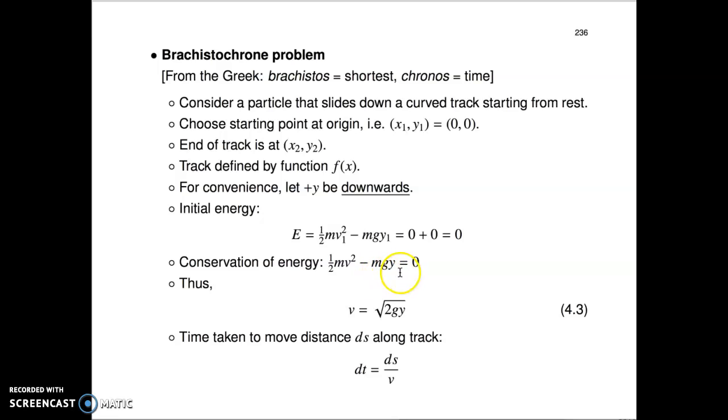So y is any value of y. v is the speed of the object at that value of y. If you solve this equation for v, you get v, the speed, is equal to the square root of 2g times y. Now, the time it takes for the object to move a distance ds along the track, an infinitesimal distance, is going to be the distance divided by the speed. Well, here's the expression for speed in terms of y.